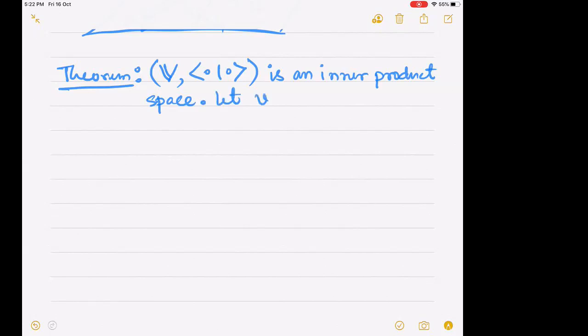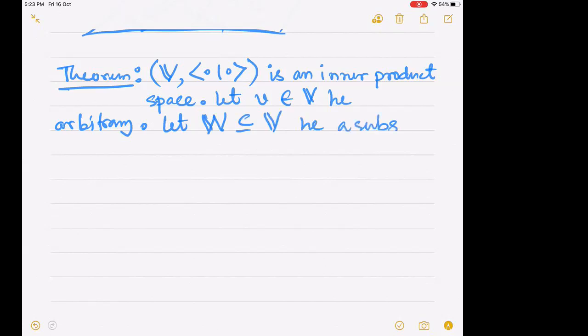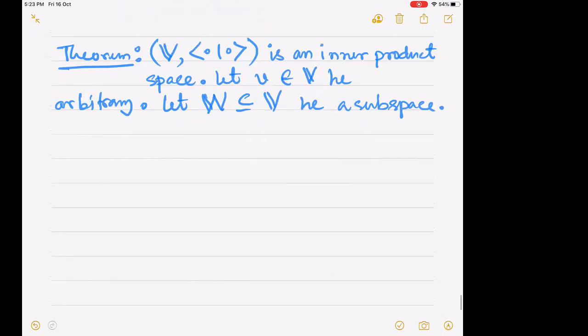Let v in V be arbitrary, and let W in V be a subspace. Notice that nowhere have I assumed that these are all finite dimensional. I don't need them to be finite dimensional. They could be infinite dimensional as well. It's just that V has to be an inner product space.